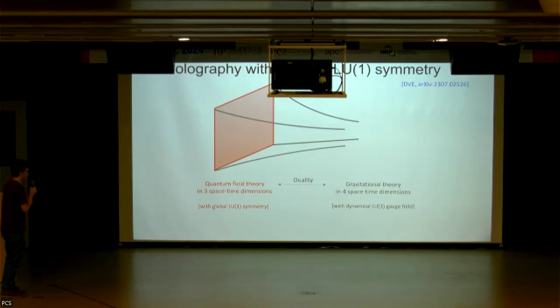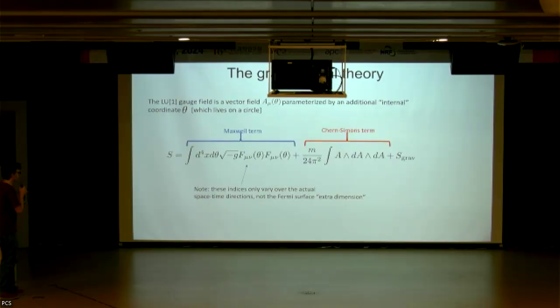I mean, in the holographic dictionary, that corresponds to a dynamical gauge field in the bulk. And then you want that LU1 symmetry to have a 't Hooft anomaly. So you switch on a Chern-Simons term for that gauge field in the bulk. So the action ends up looking something like this. You have an LU1 gauge field in your gravitational theory, and then you have a Maxwell term for that gauge field, and then you also have this Chern-Simons term, which implements the anomaly, and then the usual gravitational action.